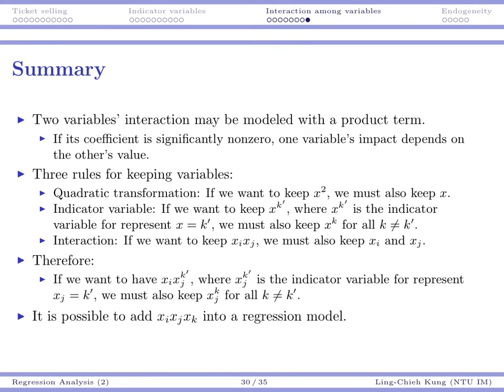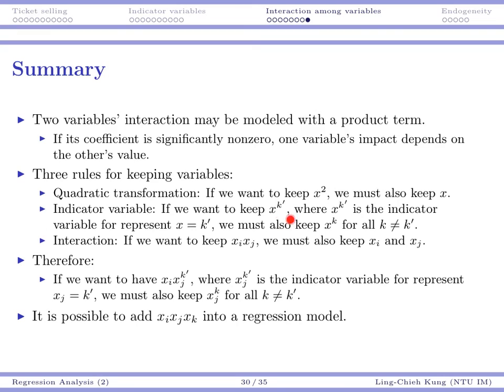Okay, summary. Two variables interaction may be modeled with a product term. If its coefficient is significantly non-zero, then we can say one variable's impact on the dependent variable depends on the other's value. There are already 3 rules for keeping variables, and this is a summary across sections. We did one thing called quadratic transformation. And if we want to keep the higher order term x², then we must also keep x, so that the curve is complete.